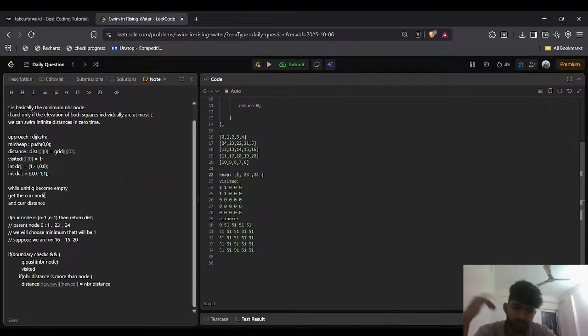We take the current node, which was our 0, and distance also 0. 0 is more than 0? No, 0 is not more than 0. Distance will not update it. Okay. Then we push 1, 2, 3. They are marked as visited. Then we take 1 from here. Then what will happen? Current distance is 0.